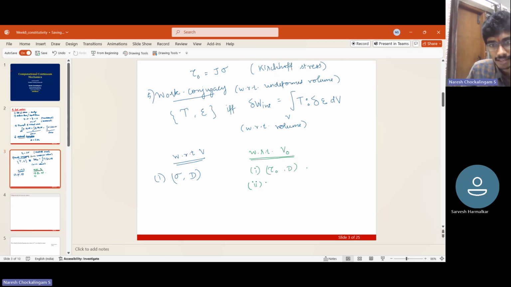And then we looked at another stress measure, which is the first Piola-Kirchhoff stress tensor P. That is work conjugate to the rate of the deformation gradient, the material time derivative of the deformation gradient, F dot. And the third work conjugate pair that we saw is that of the second Piola-Kirchhoff stress tensor with the material time derivative of the Green-Lagrange strain. We also looked at other measures in the exercises. One was the Hill. What is it? Let me just open that.